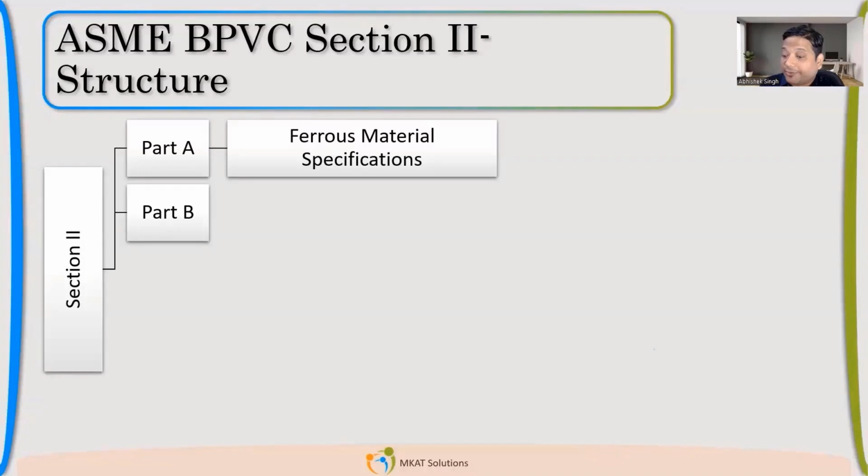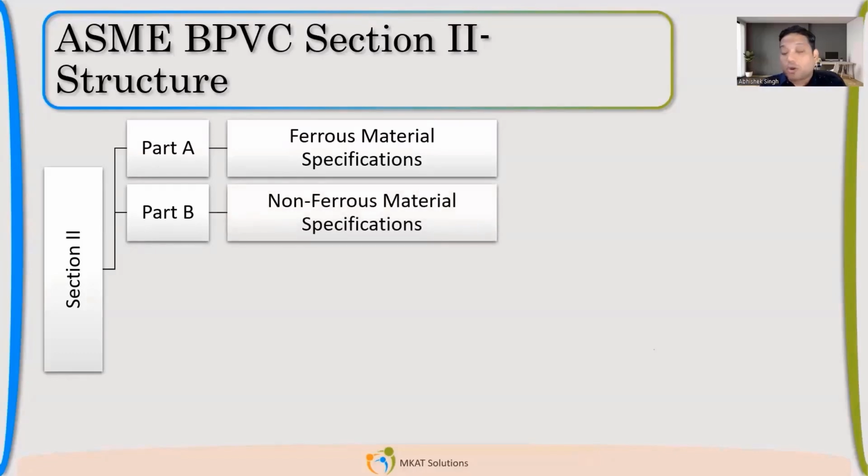Yeah. So Ravindra is absolutely right. Supplementary, like if there is a NACE requirement, there are lots of additional requirements which get added. Okay. So carbon equivalent shall be restricted if there is a NACE requirement. Hardness should be restricted. So lots of additional requirements come based on what my application is. Okay.